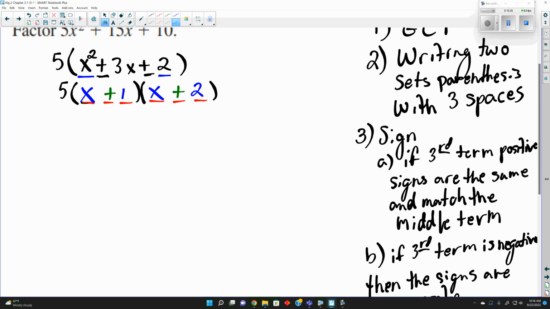And the last step is to check. Check it here. Now, a lot of books, when they say check, they want us to multiply the whole thing back out. We don't have to do the 5, but we're going to multiply these two back together to see, do we get back to x squared plus 3x plus 2? Do we get back to that?